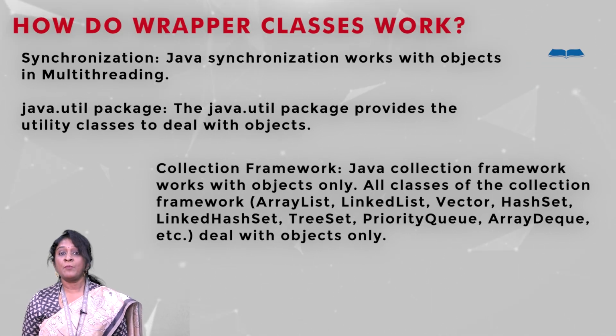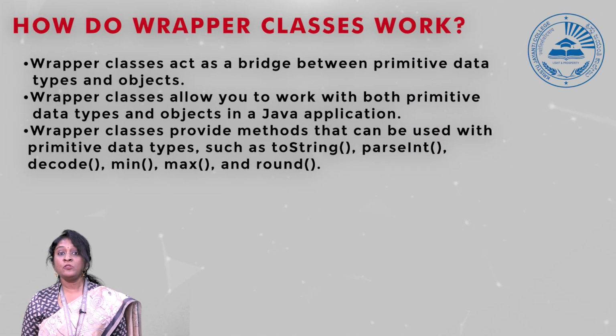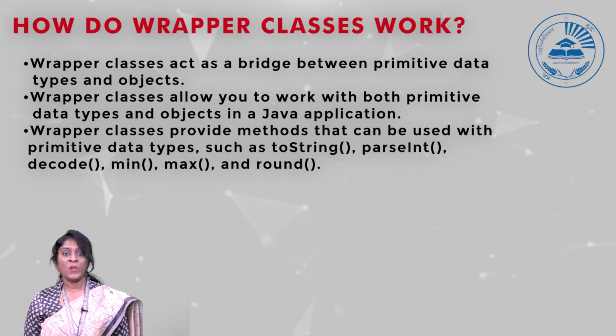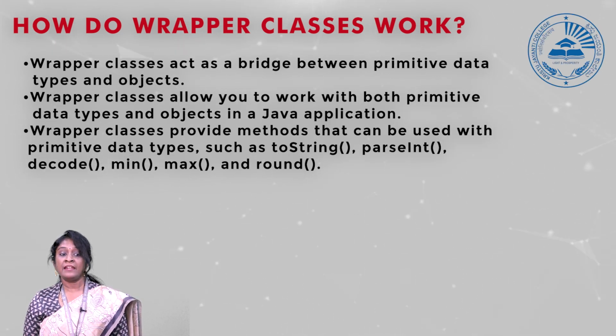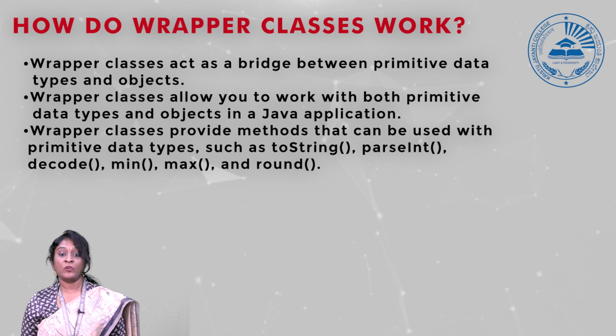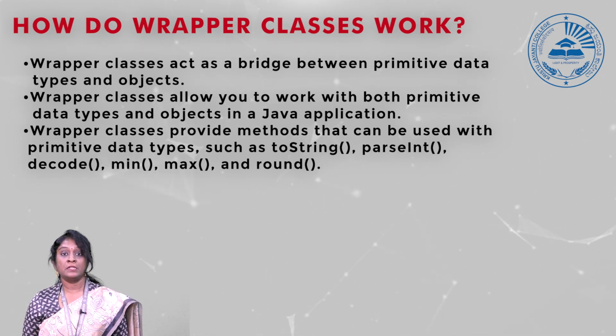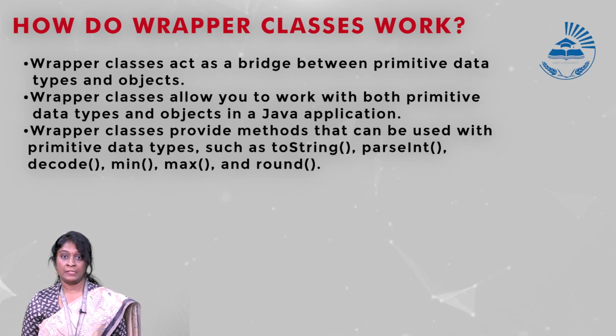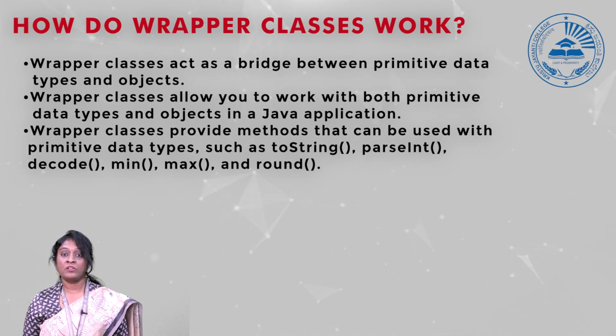And how do these wrapper classes work? The wrapper classes are an interface or a bridge between the primitive data type and objects. Wrapper classes allow you to work with both primitive data types and objects in Java. We have multiple methods that can be used with the primitive data types, for example toString, parseInt, decode, min, max and round. Plenty of methods are available to work with the wrapper classes, and this is the list of the wrapper classes.